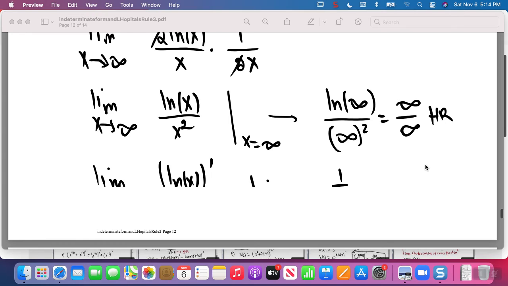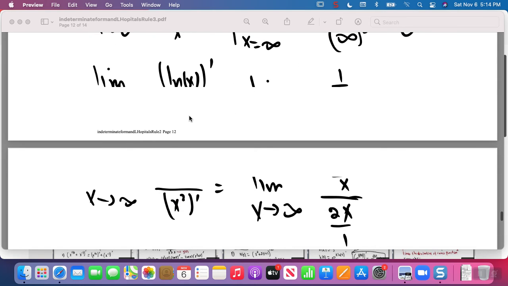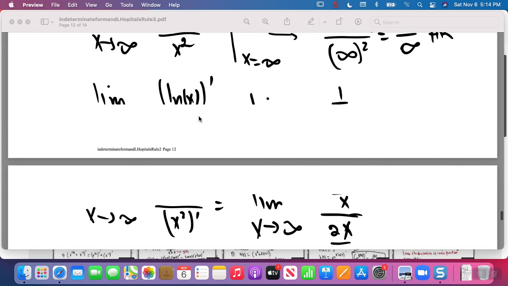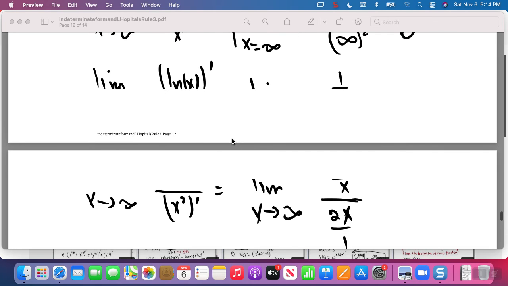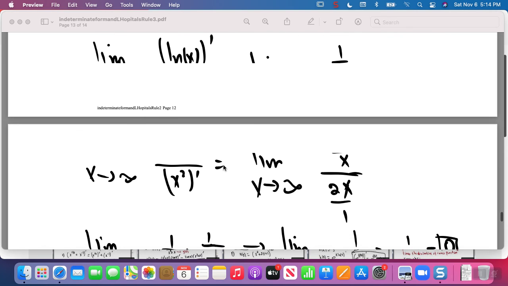You can apply it as long as you see infinity over infinity or 0 over 0; you can continue to apply L'Hopital's rule. So L'Hopital's rule says to take the derivative of the numerator divided by the derivative of the denominator. The derivative of the numerator, ln of x, gives you 1 over x. And the derivative of the denominator, x squared, gives you 2x. So you have 1 over x divided by 2x.